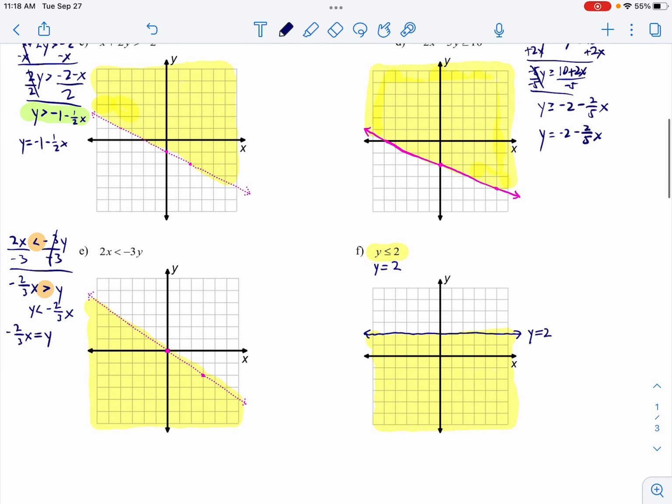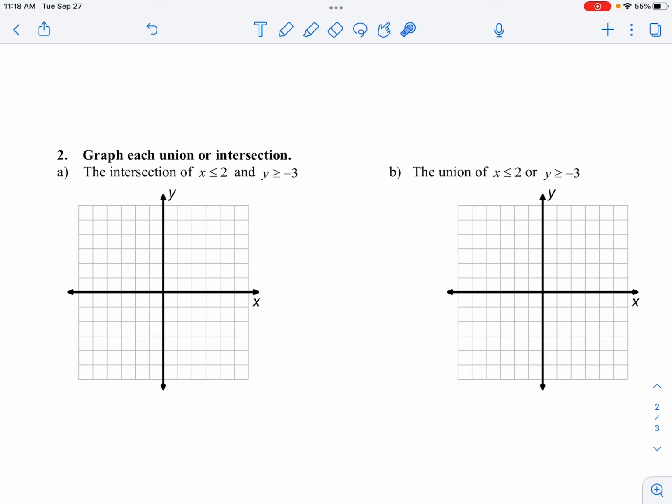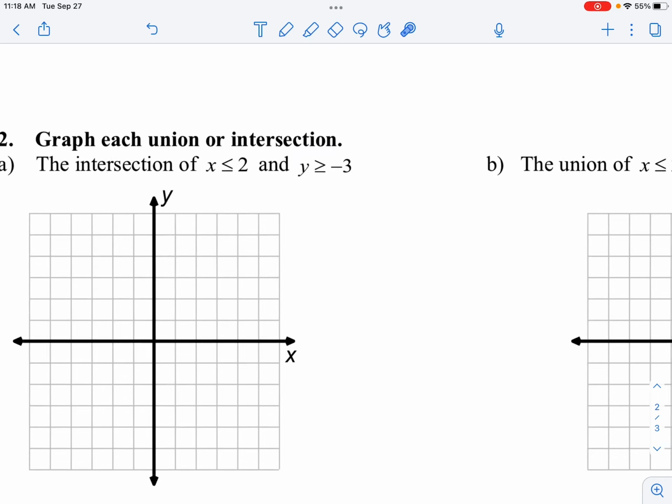Okay, so this one for part 2 is analogous to our compound inequalities from the chapter 2.5 through 2.7 test. We're going to graph these inequalities one at a time, and then we're going to shade the overlap. I guess you'll see in an example.